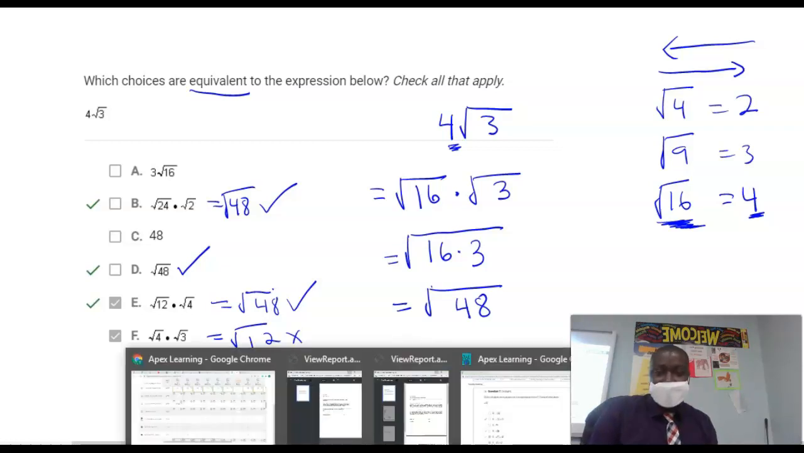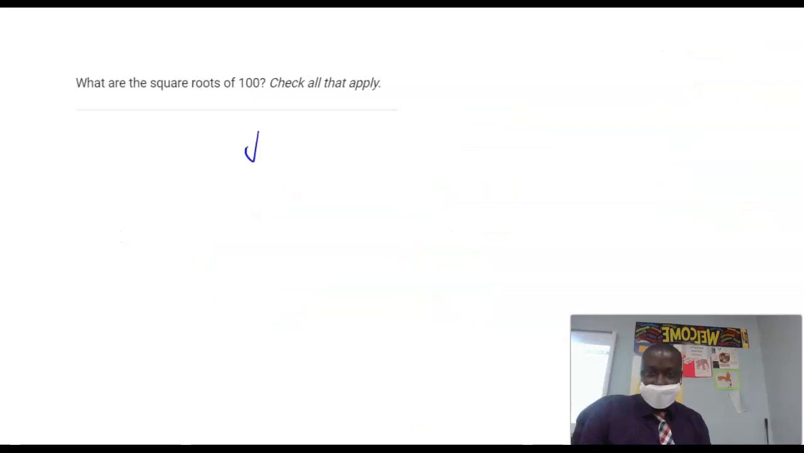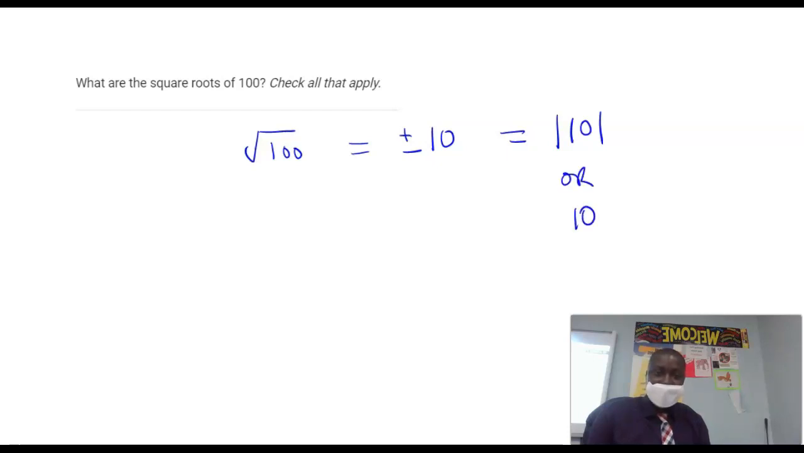Okay, so let's look at one more. So the square root of 100 is what? We know that a square root is plus or what? Minus. And the square root of 100 is what? So here, if we are looking for all of it, we can say plus or minus, which is also the absolute value of 10. So the square root of 100 is the absolute value of 10, or positive 10, or negative 10. So these are the 3. How do we go about this question? You put them together.